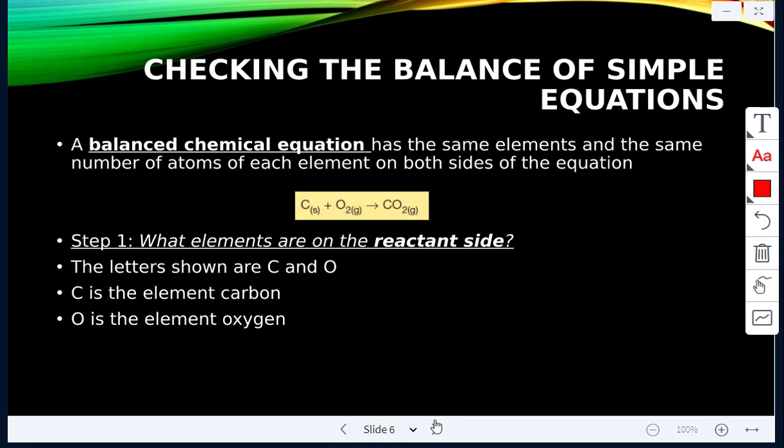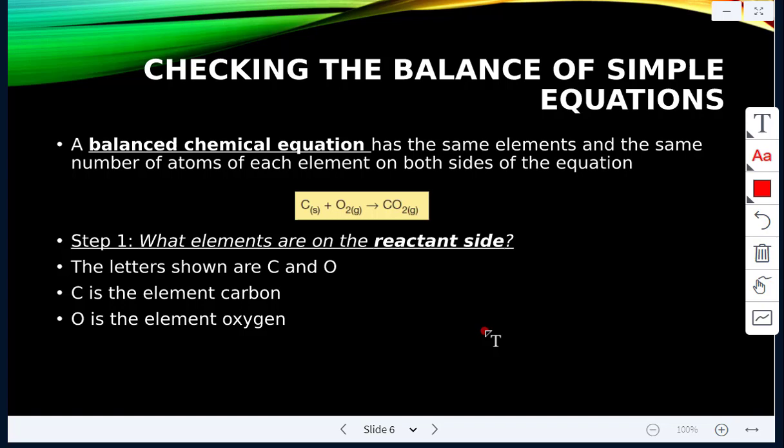When we look at equations, they are balanced. A balanced chemical equation has the same elements and the same number of atoms of each element on both sides of the equation. Look at this example, which is carbon, C, plus oxygen, O2, which produces carbon dioxide gas, CO2. Looking at this equation, we're going to go through 5 steps to determine, is this equation balanced?